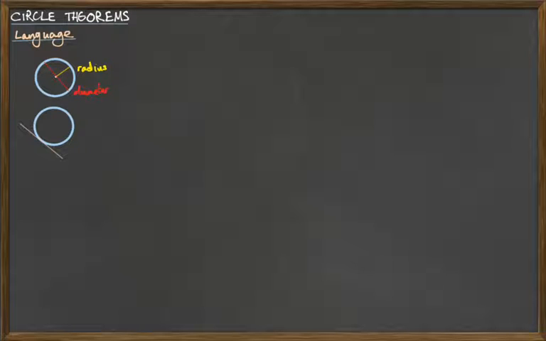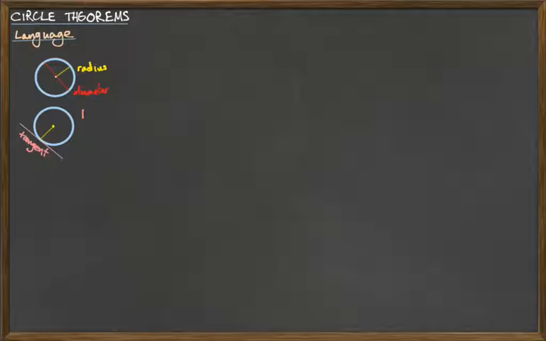Okay, in this tutorial we're going to be looking at circle theorems. So first let's look at the language of circle theorems. If I draw a circle here, we know that the length between the centre and the circumference is the radius. The length from circumference to circumference, which goes through the centre, is the diameter. The line which touches the circle only once, drawn here, is the tangent.